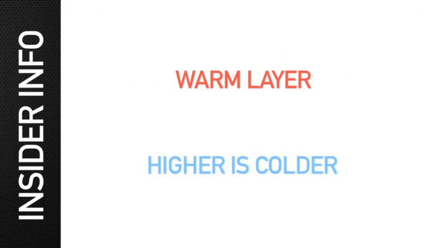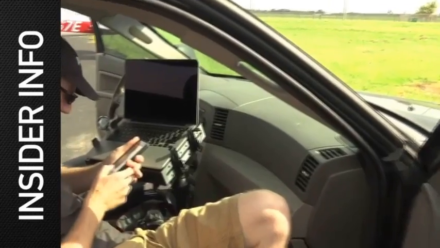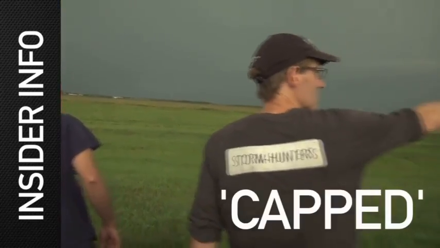The typical temperature profile of the atmosphere is that it gets cooler the higher you go. Meteorologists call the presence of this warm layer a temperature inversion. Above the inversion, the normal temperature profile takes over. Forecasters and storm chasers often refer to this as the air mass being capped.